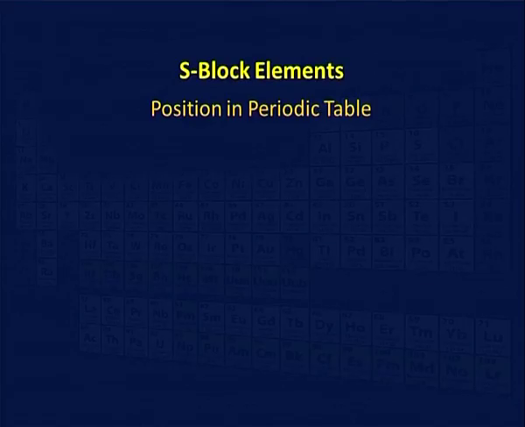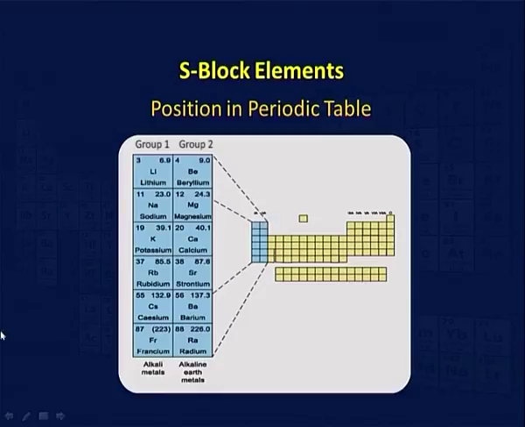Now, in the periodic table, they are placed at the extreme left, as you can see in the diagram depicted here. You can see here group 1 consists of lithium, sodium, potassium, rubidium, cesium and francium.